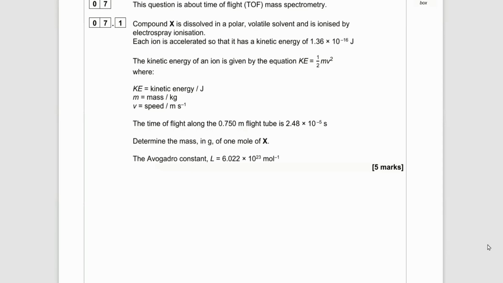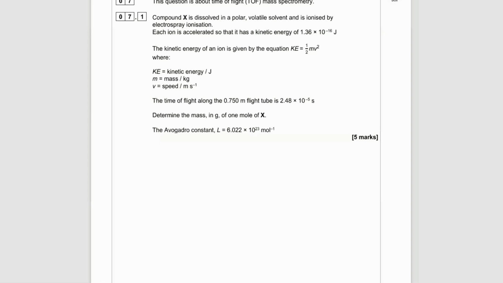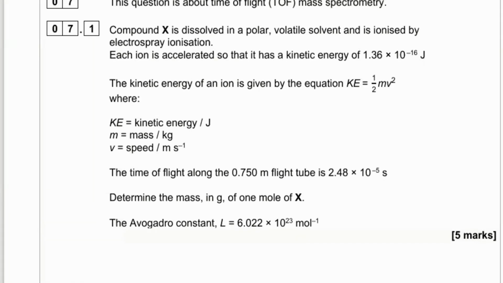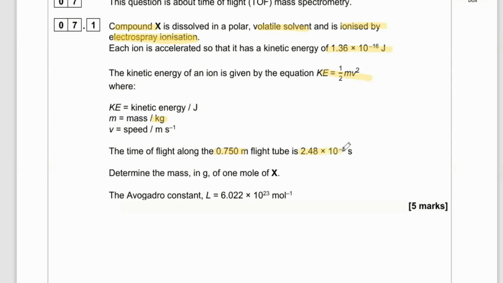Right, question 7. This question is about time of flight mass spectrometry. Compound X is dissolved in a polar volatile solvent and is ionized by electrospray ionization. Use that highlighter to identify those key points. Each ion is accelerated so that it has a kinetic energy of 1.36 times 10 to the minus 16 joules. We're going to use the equation KE equals half mv squared. We've got kinetic energy. Just remember that mass is in kilograms in this.